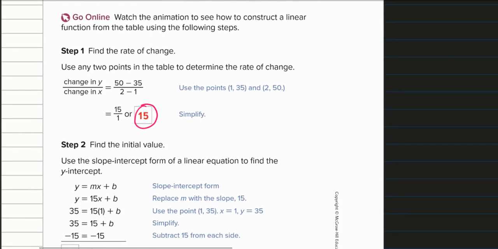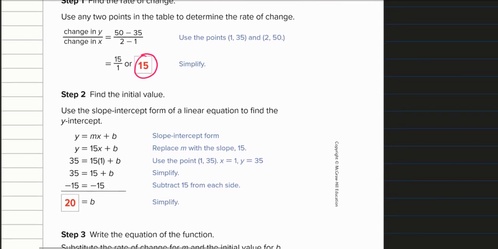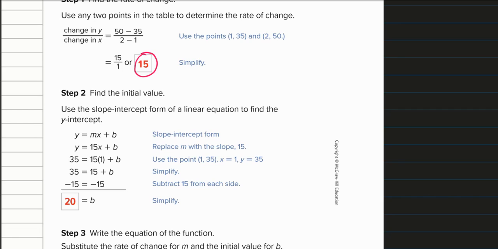So now we're actually going to find our initial value by plugging in. So this is where it's new. Okay, this is new. Use the slope-intercept form to find the y-intercept. So we're going to start with our slope-intercept form. That's our first step. Second step, we're going to replace our m, our slope, with 15. And then we're going to use a point. This is our new step, okay? We're going to use a point.